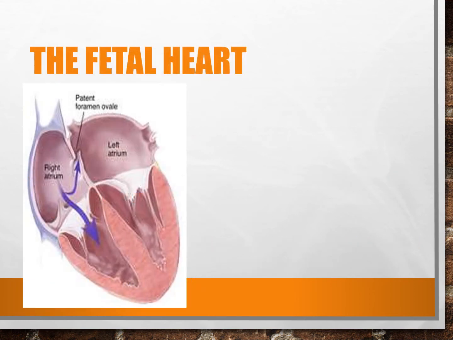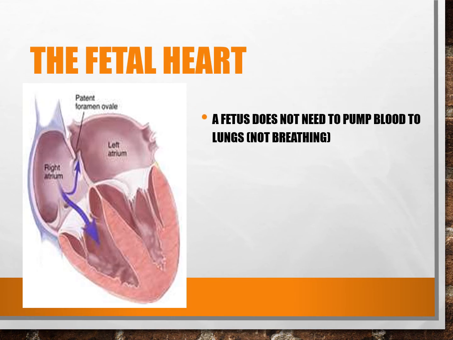Now, in the case of the fetal heart, as a fetus, you do not need to do the pulmonary loop, meaning you're not breathing. You get most of your oxygen from your mother's bloodstream. So in a typical heart, as you can see here in this picture, blood would go from the right atrium into the right ventricle so that it can be pumped to the lungs. Well, in the case of a fetus, we need to be able to bypass the pulmonary loop. We don't need to send blood to the lungs in order for gas exchange to take place.